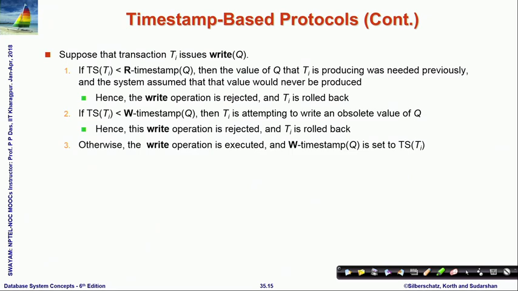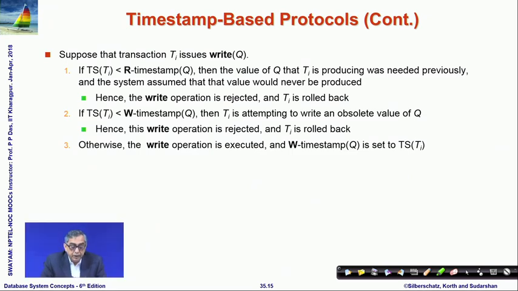Write is a little bit more complex, but we can reason in the same way. If Ti issues a write(Q), and if the timestamp of Ti is less than the read timestamp, that is, it is older than the transaction that read Q last, the youngest transaction that read the value of Q.